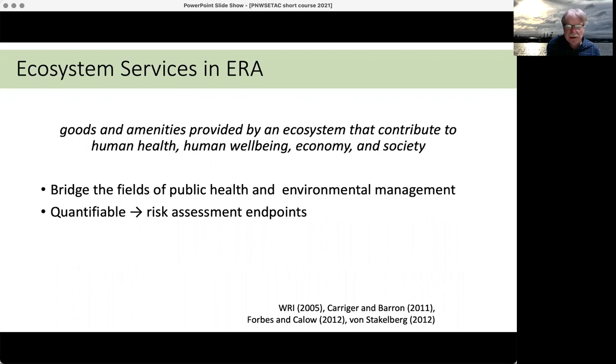Ecosystem services are goods and amenities provided by the ecosystem that contribute to human health, well-being, and the economy and society. So that's how we're looking at services. You can see the references below. It helps bridge the fields of public health and environmental management, which is about time. The other thing is that these things are all highly quantifiable. There's uncertainty and so forth, but that's the same as anywhere that is strictly human health or ecological risk assessment.